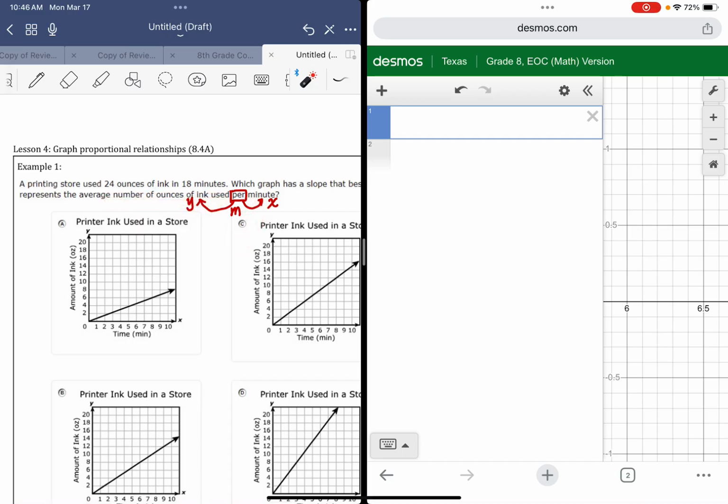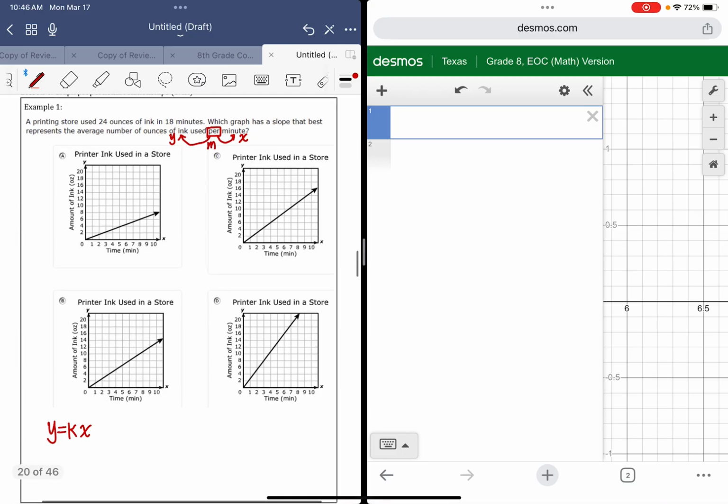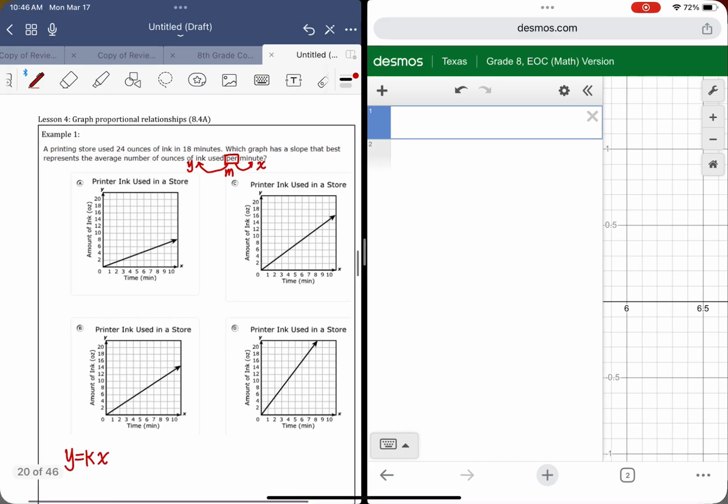So that's Y depends on X, which means in this case, we should be able to figure out this is a proportional relationship. For proportional, we use Y equals KX. We've got two different ways to find it. First way is we know it's Y equals KX, a proportional relationship, and we already know the number of minutes will be X. So X equals 18, and Y will be the number of ounces, which is 24 ounces.